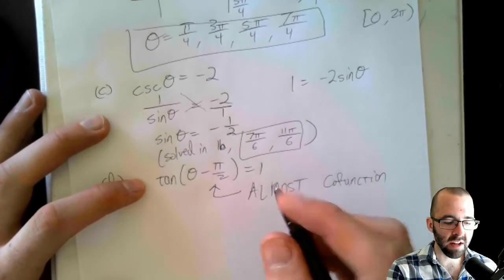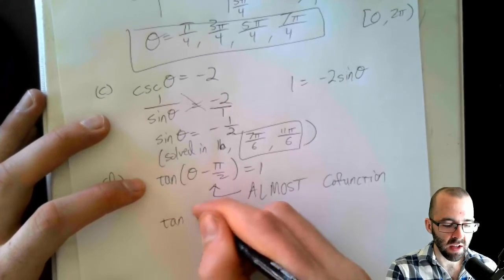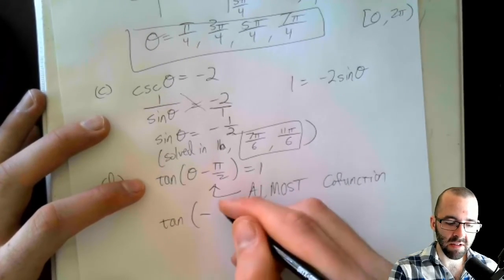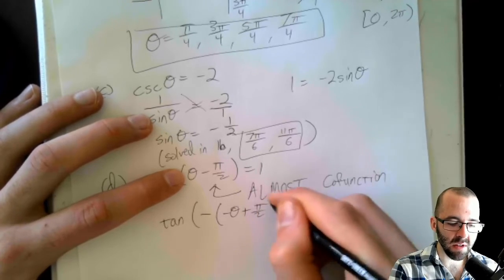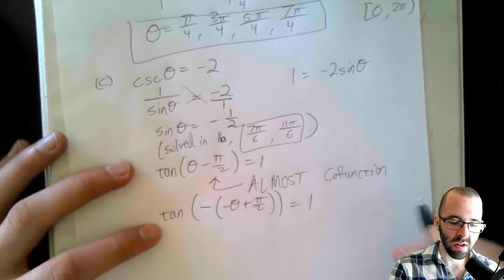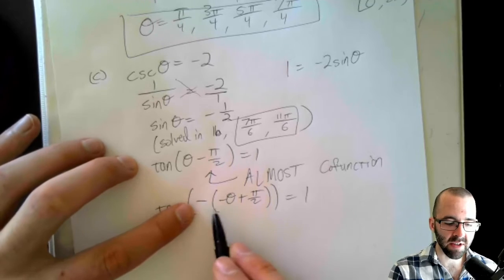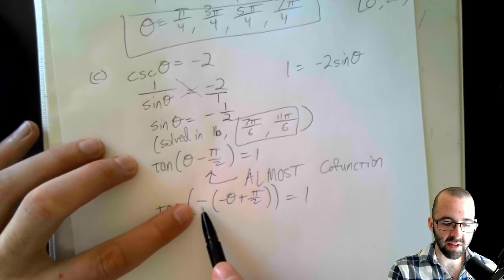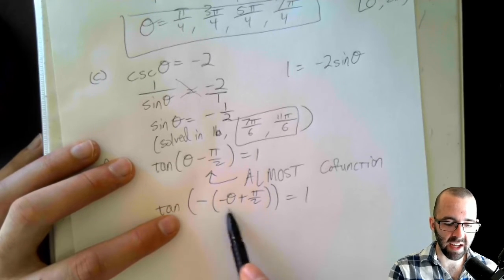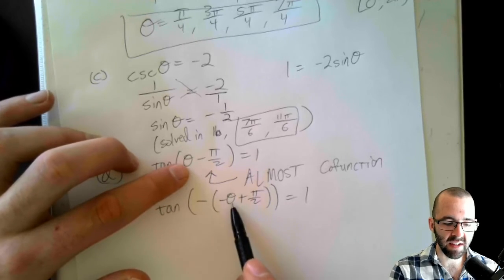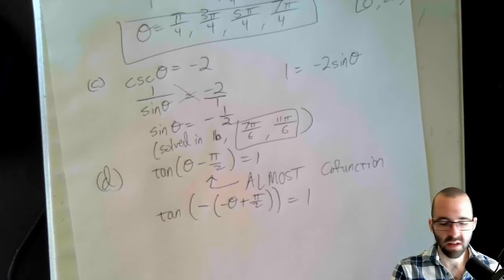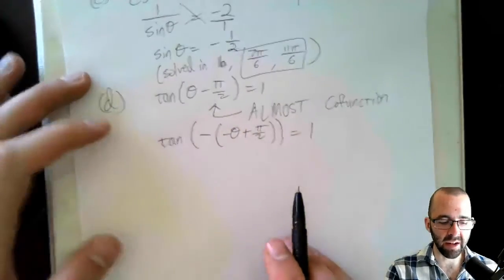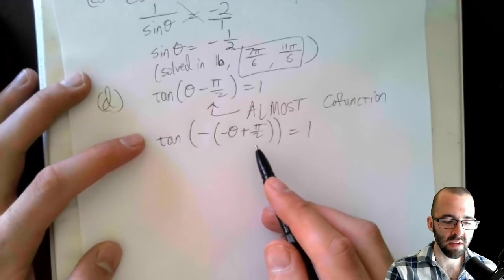We just factor a negative out of the inside, right? If I factor out a negative, we're left with a negative theta plus pi over 2. Factoring out a negative, this works. And we know that this works because we could undo it by distributing the negative to get positive theta minus pi over 2. So this is what we need to do to get it to become a cofunction.